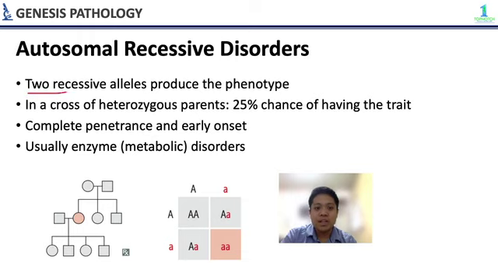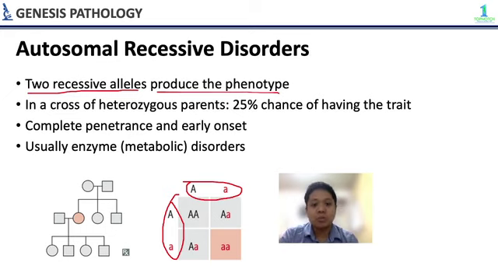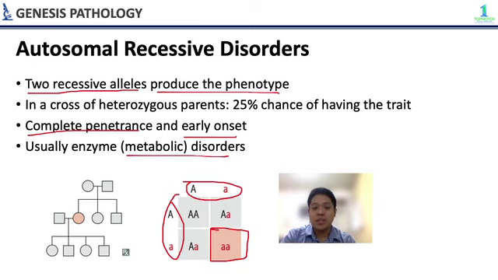So, two recessive alleles are required to produce this phenotype. In a cross of heterozygous parents, they are both carriers. That means they don't really express the disorder, but they are carriers of the gene. So, 25% of their offspring will express the trait. Usually it is completely penetrant and early onset. Then, metabolic disorders are usually autosomal recessive.